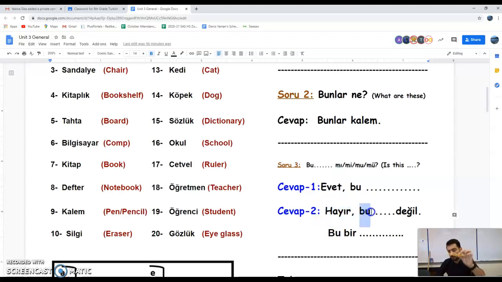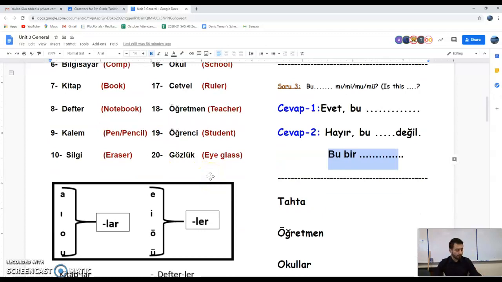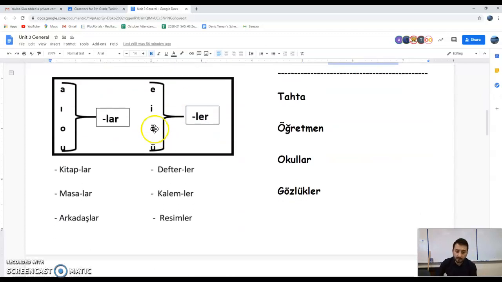Then you say bu çanta değil. This is not a backpack. Çanta değil. Değil means not, right? Hayır, bu çanta değil. Then you say bu bir kalem. This is a pencil, right? So we also learned how to make sentences negative in this unit.